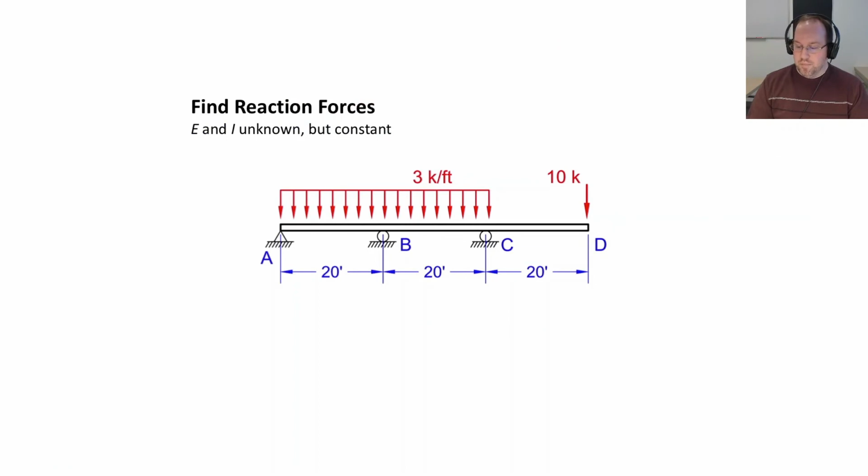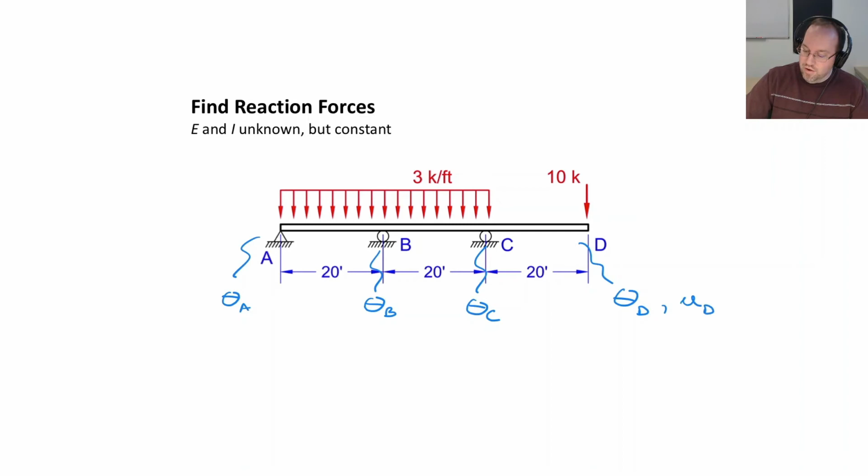Let's have a very similar beam, except I've taken away my fixed ends. Location D is actually a cantilever, and it has a 10 kip force acting down. Now, if I look at all my unknowns, I'm going to have an unknown rotation here at A, unknown rotation at B, unknown rotation at C, and at D, I both have an unknown rotation and an unknown displacement. So it looks like I have 5 unknowns in this case. Let's see how we can handle that without solving a system of 5 equations.